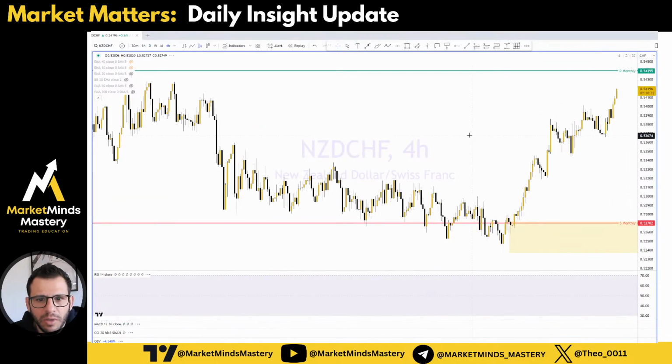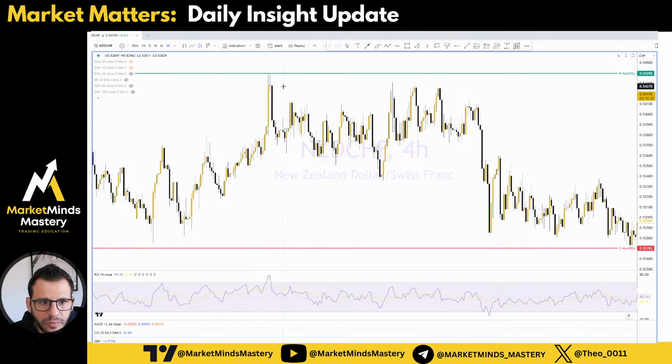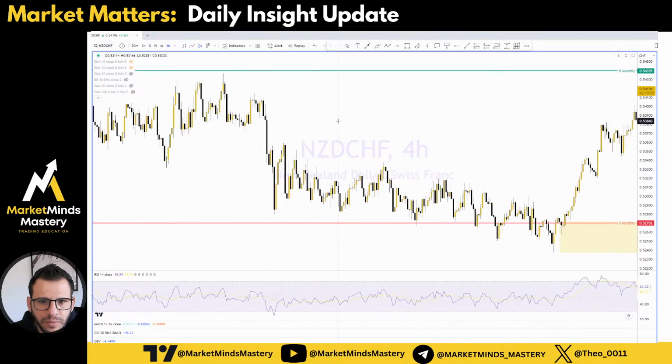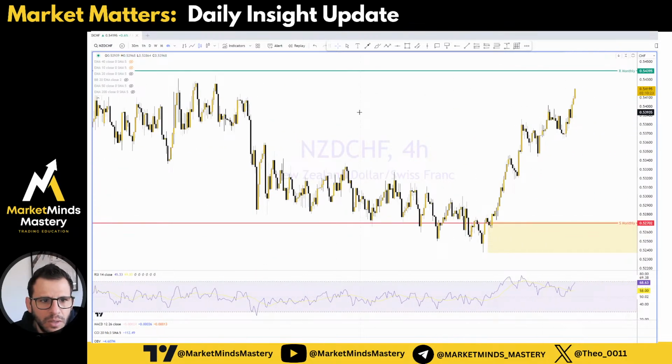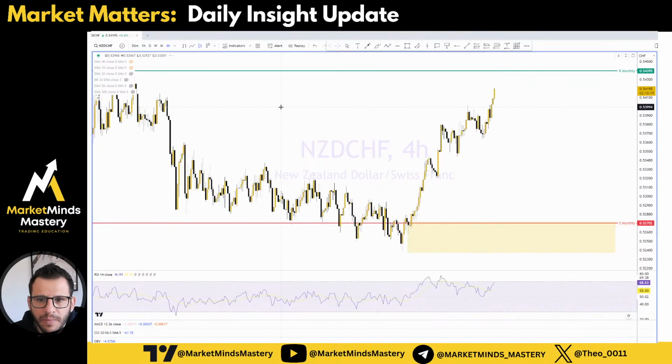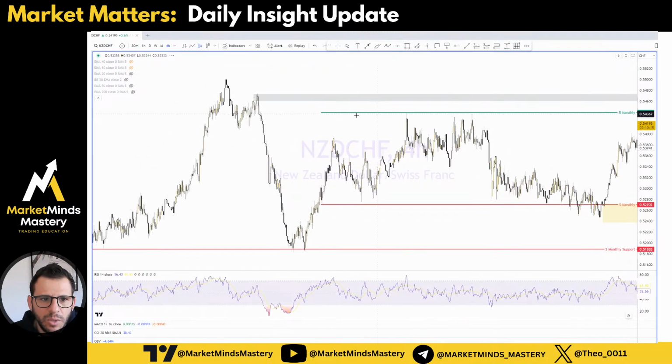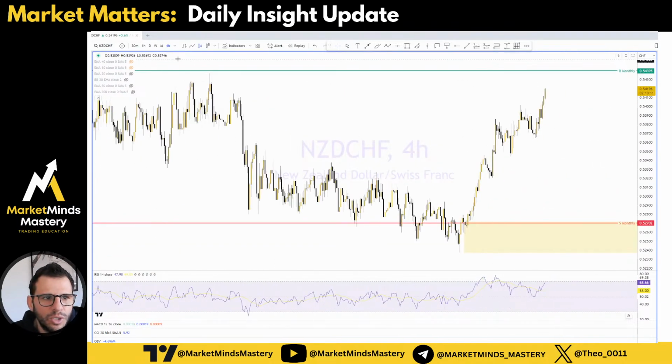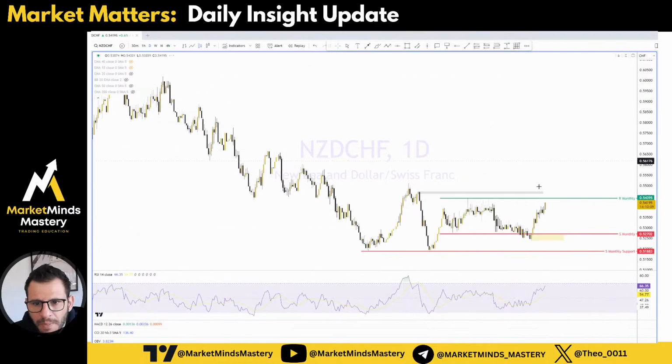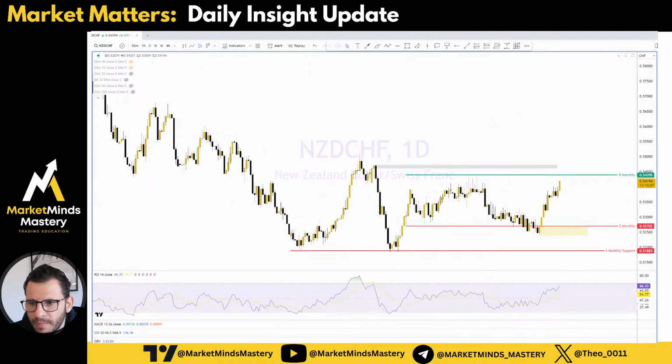So the next area of resistance, it's going to be this monthly level here around 0.5439. If you go on the 4-hour chart, multiple rejections around this area. So let's see what's going to happen. We want the price to break above this one, to be honest, to tap into this area of resistance and to go short from that point onwards here.